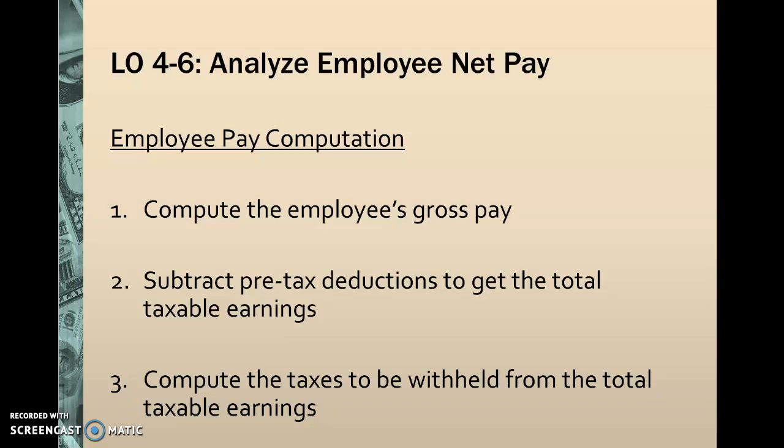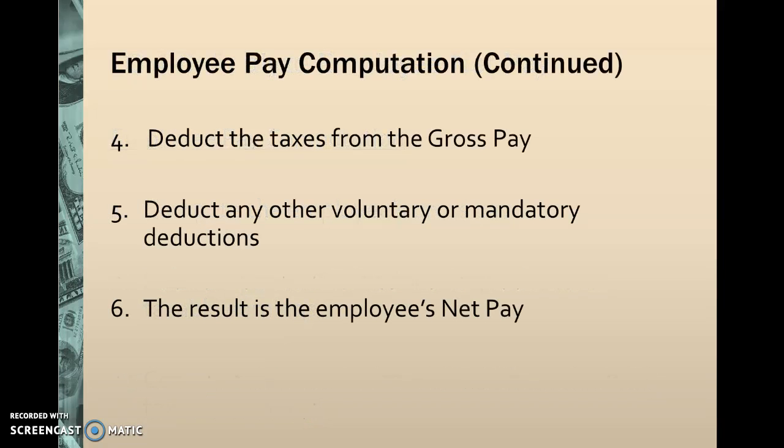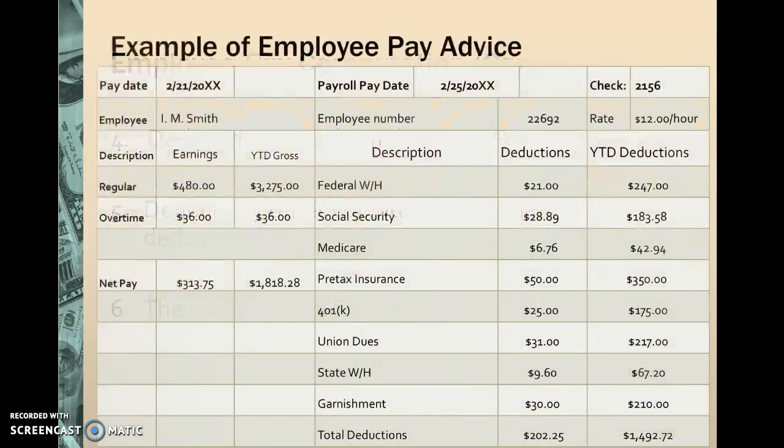And then we need to compute the taxes to be withheld from the total taxable earnings. Step 4, we're going to deduct the taxes from the gross pay. Step 5, we're going to deduct any other voluntary or mandated deductions. And then step 6, it results in the employee's net pay. So an example of that in regards to Mr. Smith, as you notice, we have his regular and overtime earnings, $480 and $36. Okay, and this is covered on page 128 in your book.